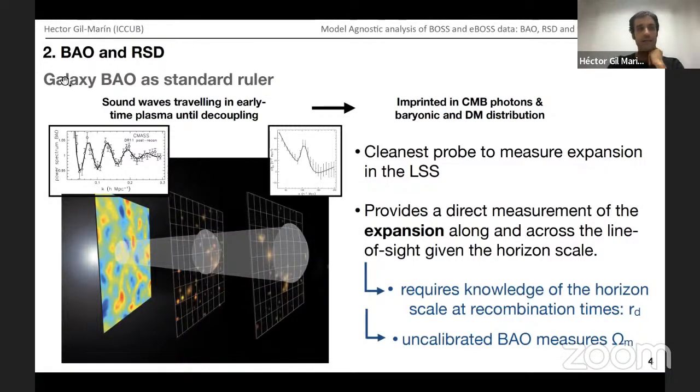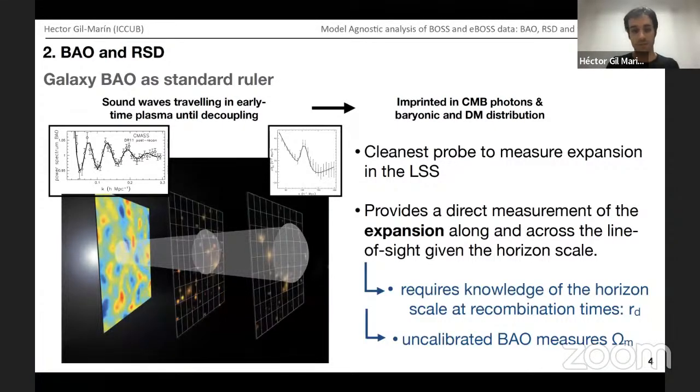One is looking at what is called the baryon acoustic oscillation, or the BAO, and using this as a standard ruler. For those who don't know, the BAO is a sound wave that is created at early times before recombination, when we have a plasma of photons and baryons which are coupled, and they are oscillating because of radiation pressure. This oscillation produces sound waves that travel in this medium.